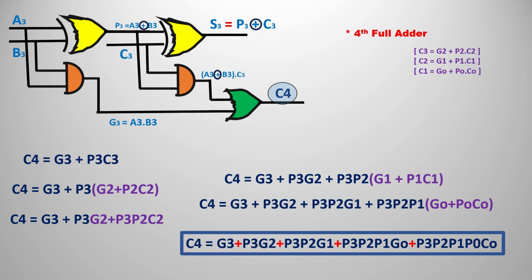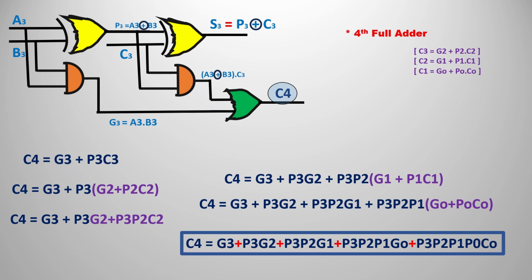So after multiplying with the P3, we already know the C2, so replace the C2 with the G1 plus P1 into C1. We already know the C1 also, so replace it with the G0 plus P0 into C0. After multiplying all the terms inside that, we are going to have the C4 output as a 5-term sum. You can observe there.